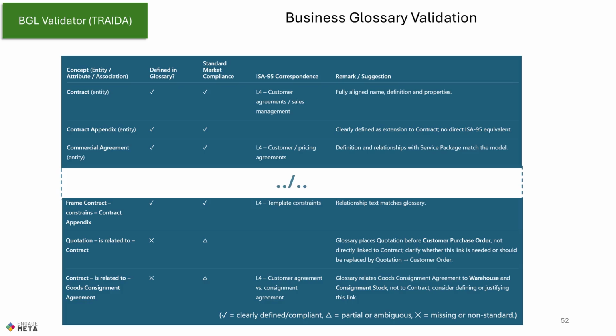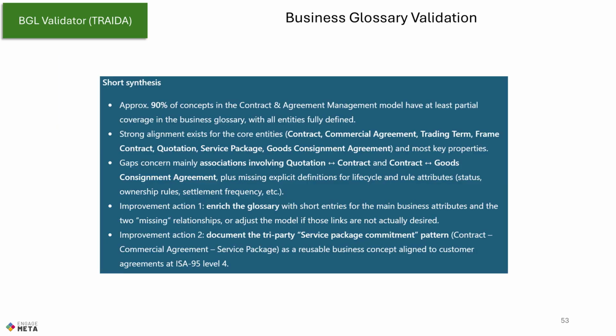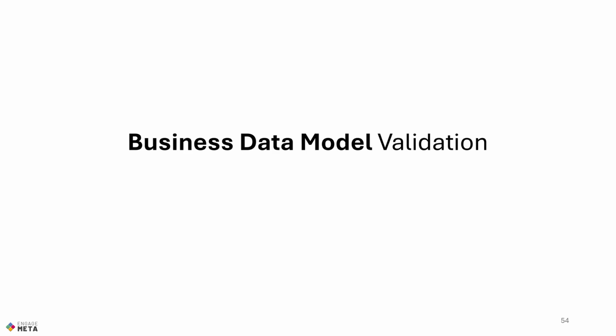Validation continues across all glossary elements. The goal is semantic stability. The result is a controlled and unambiguous vocabulary. This is essential for reliable AI. We now validate the business data model.